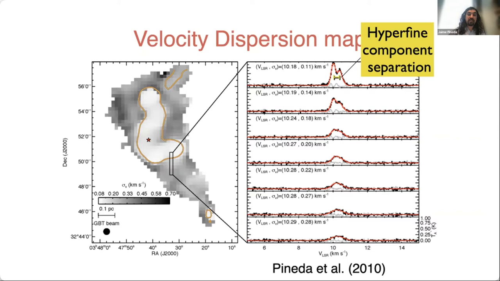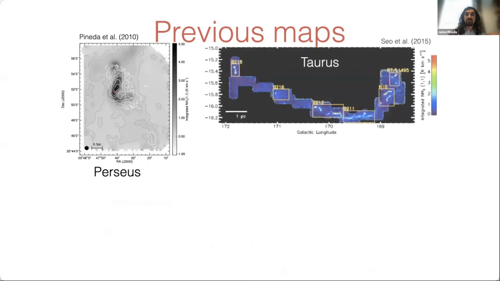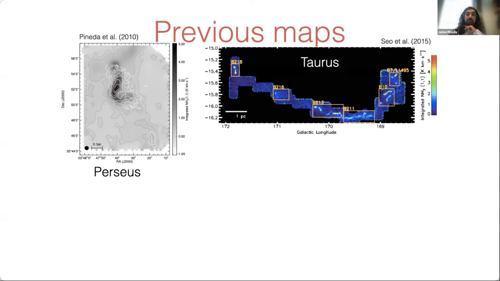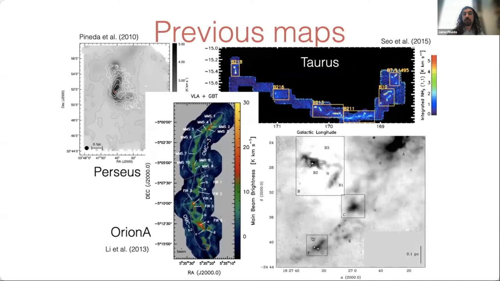So for this, we go to the initial results of GAS, and these are the previous maps that were collected before GAS started. So this is the map of B5 that I just showed you. Then there is this large map obtained by Yongmin Seo with the GBT also. Then Rachel Friesen did some targeted maps towards some regions within Ophiuchus. And there is the map in Orion A that was also combined with the VLA. So these were the best maps available at the time when we started the survey.